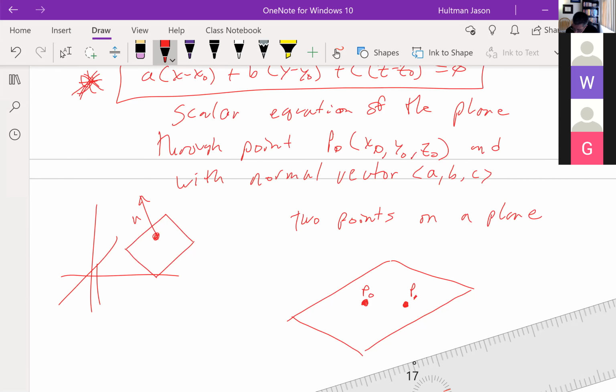Well, couldn't I just do a cross product here? Cross this into itself, P1 cross P naught. And wouldn't that give me a normal vector? Right? Okay, and I don't need the normal vector to go through the point. I just need a point and a normal vector.